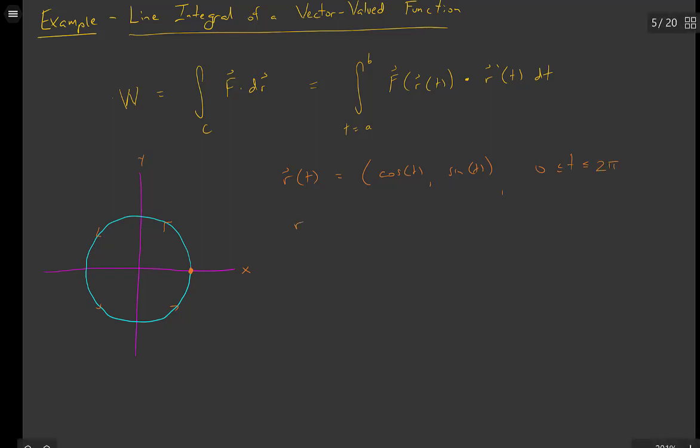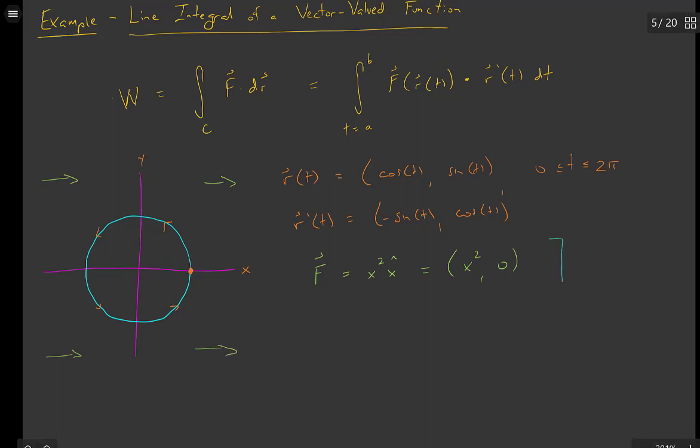Later on, we're going to need the derivative of this, so let's work it out now. That's just minus sine of t and cosine of t. For the vector field, let's imagine that f is equal to x squared in the x direction. Or we could write this as a vector as x squared and 0.